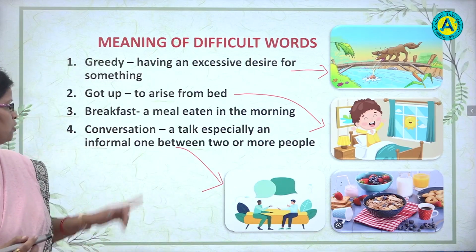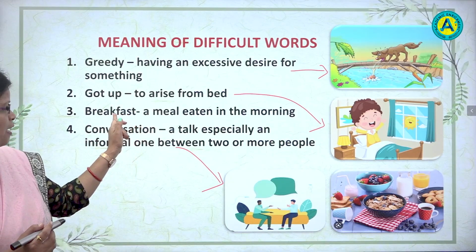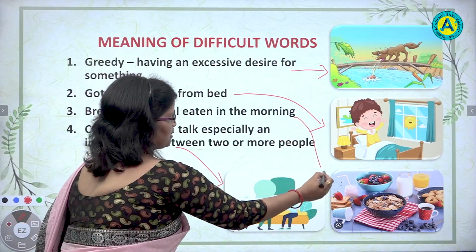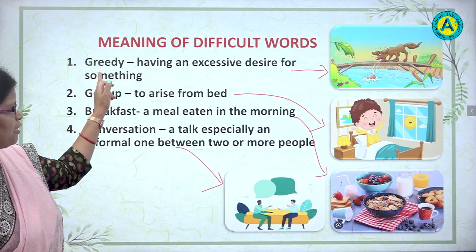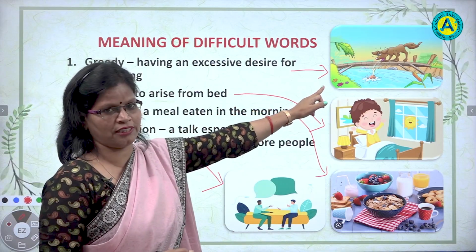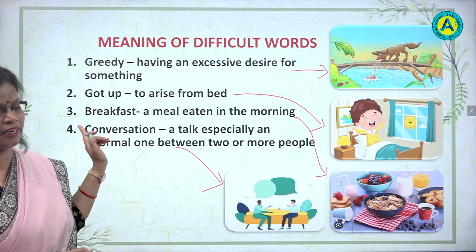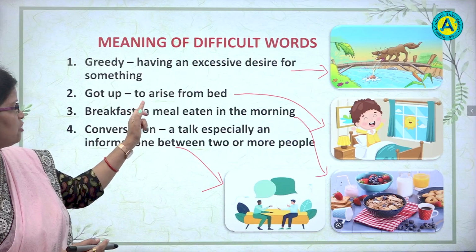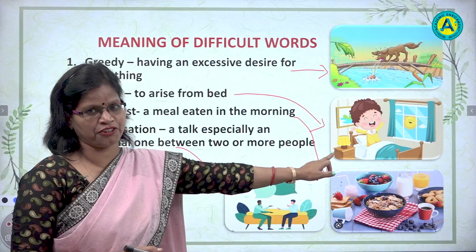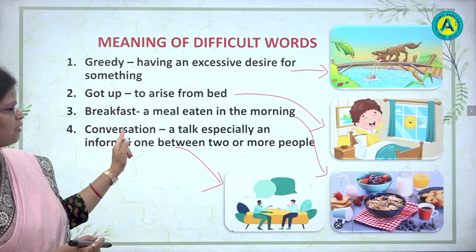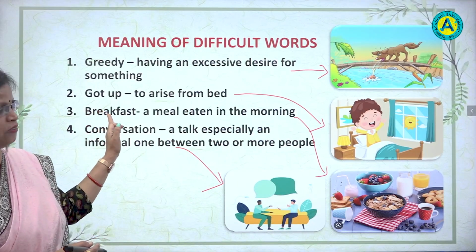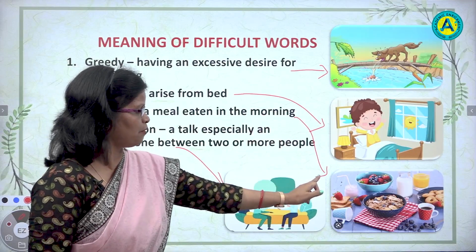Now, I am asking you, to which picture we have to link up breakfast? Yes, we can relate this word to this picture. I am repeating, greedy means having an excessive desire for something, and this picture says about the meaning of greedy. Second one is got up. Its meaning is to arise from bed, and we can link up this word with this picture. Third one is breakfast, a meal eaten in the morning. We can link up this word with this picture. See, I have linked it.